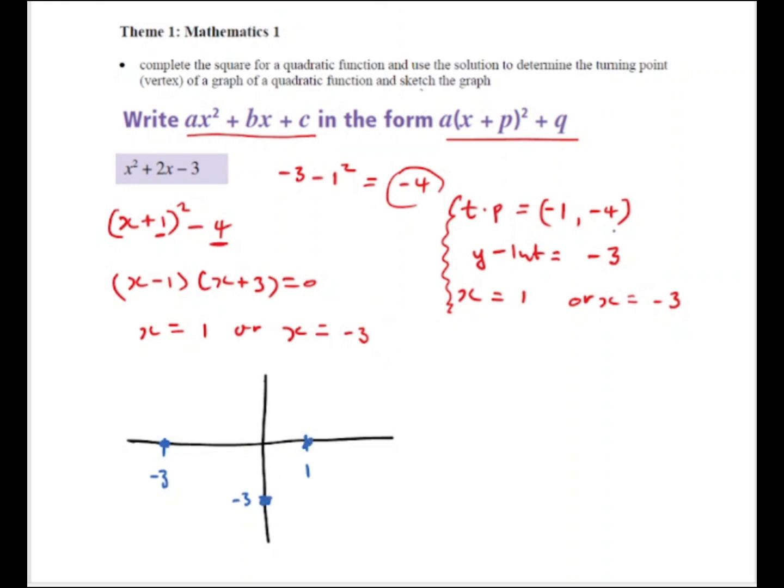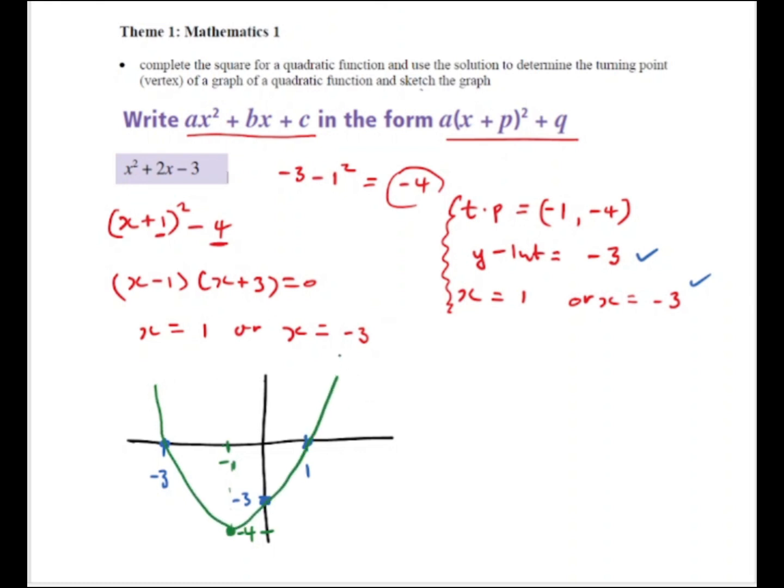The last point is the turning point. The turning point is a coordinate that is negative 1 and negative 4. So that coordinate will be somewhere here. You can see the 4 points where the graph is going to cut, and we can easily see that the graph is going to look something like this.